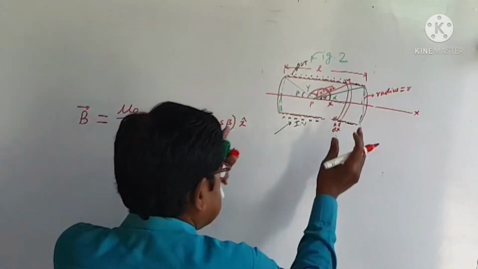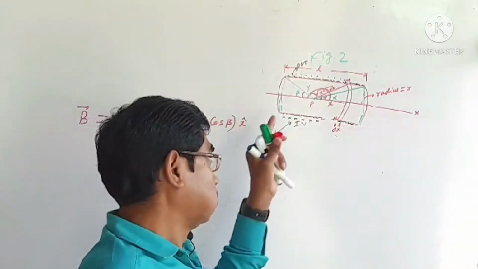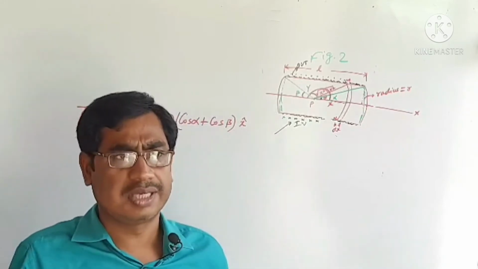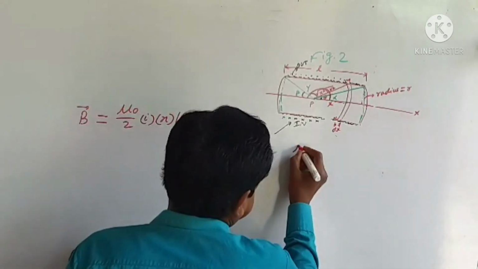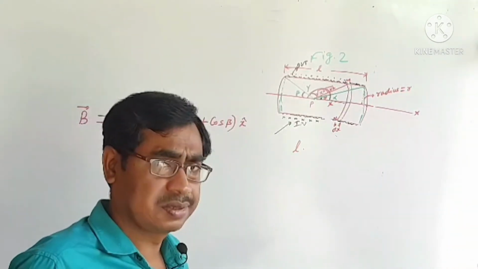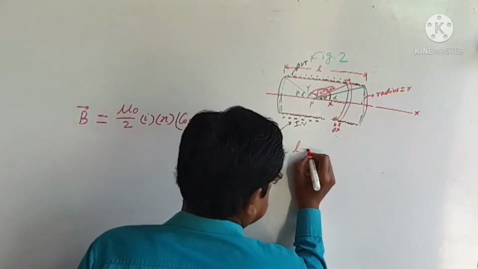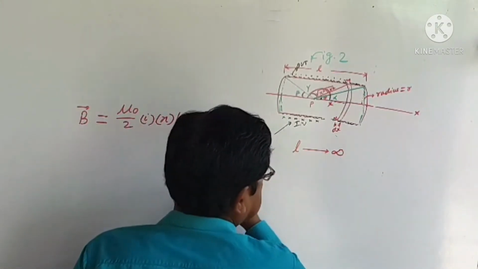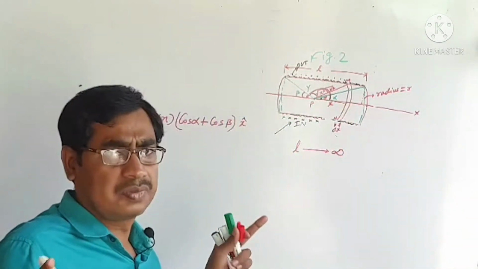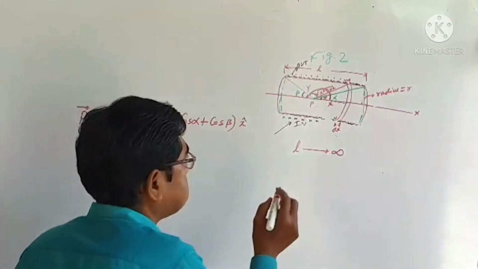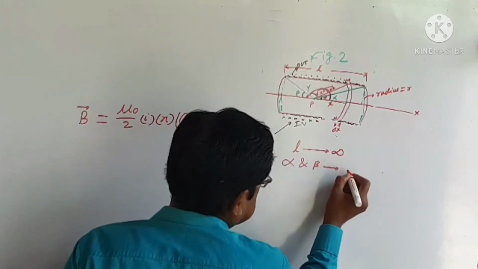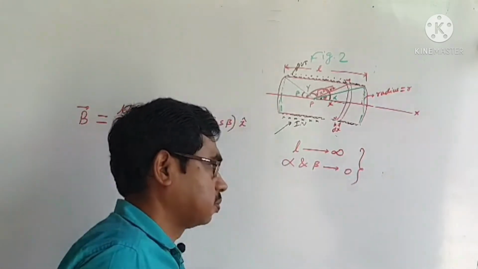Suppose this solenoid has infinite length, that means if L, the length of the solenoid, tends to infinity, what happens? If the length of a solenoid tends to infinity, then this angle and this angle tend to 0. Obviously, then alpha and beta tend to 0. So, what happens?